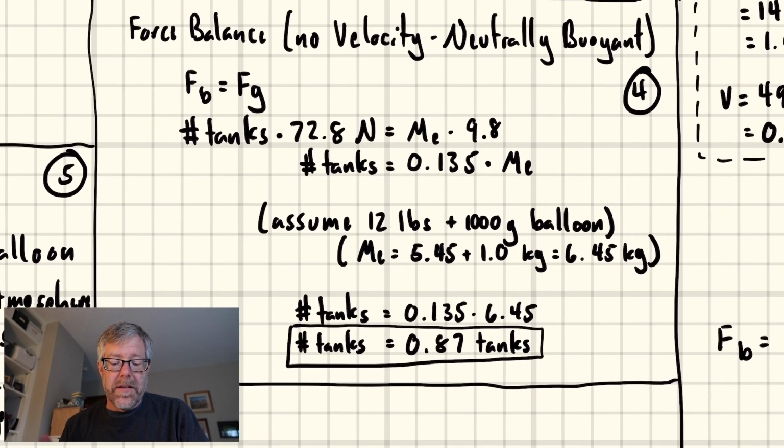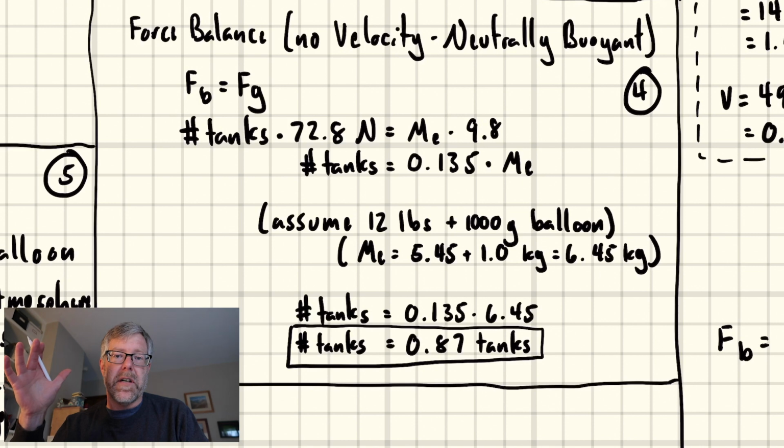All right, so you can assume something like 12 pounds is the mass of everything minus the mass of the balloon. And so you add the mass of the balloon, which is 1 kilogram, and you come up with the mass of everything is 6.45 kilograms. That's the maximum that you can really do in the United States without calling the FAA. So then the number of tanks of helium that you need to just have it be neutrally buoyant in this case with a 1 kilogram balloon is about 0.87 tanks of helium. If you put in a little bit more helium, it will start to rise.